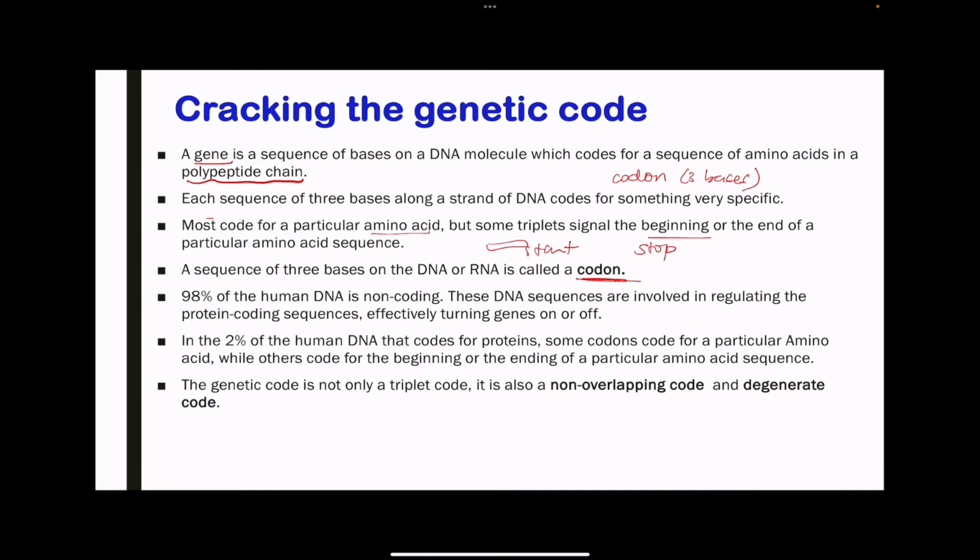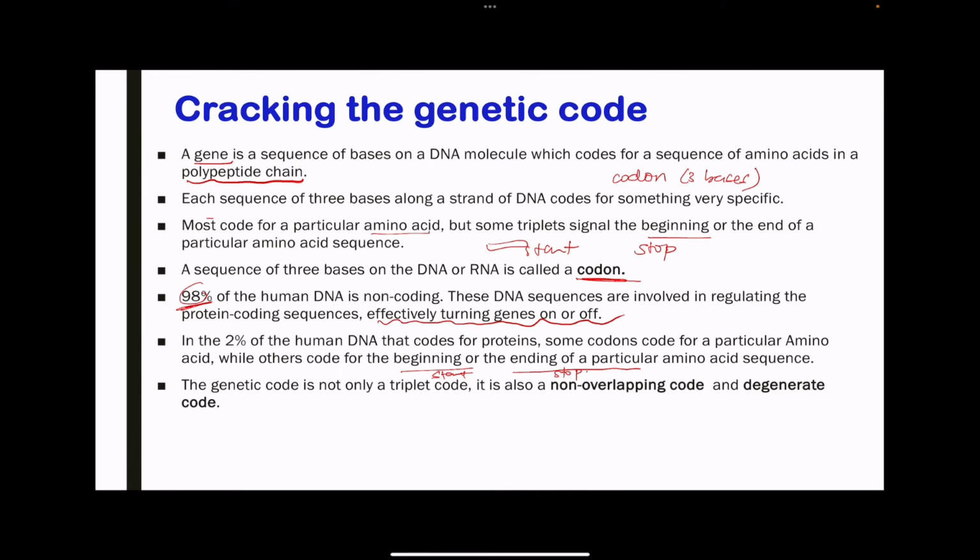In the human DNA, 98% of this is non-coding, meaning these are DNA sequences that are involved in regulating protein coding sequences, effectively turning genes on and off. Some of these 98%, scientists do not know exactly what they do, but we know they are involved or could be involved in switching genes on and off. Only 2% of the human DNA is what codes for specific proteins. Some of these code for a particular amino acid, while others, like I already said, code for the beginning or ending of a particular amino acid sequence, which is the start codon as well as the stop codon.